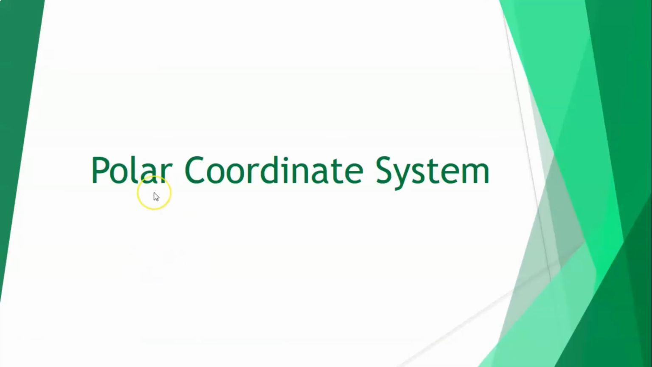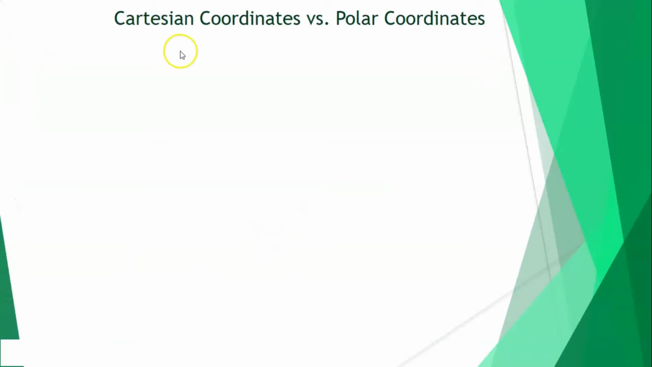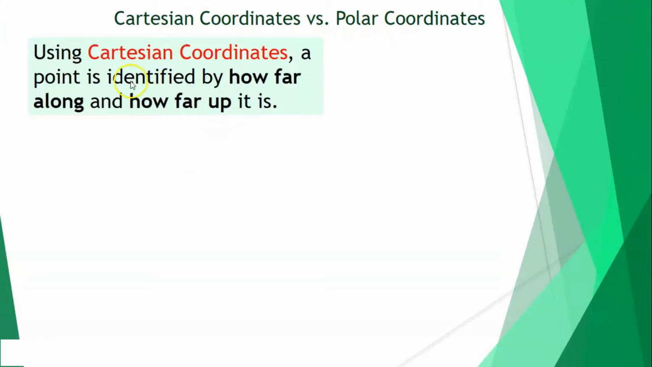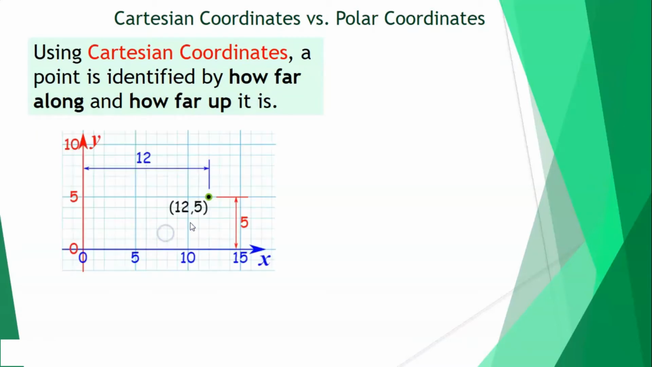Hello everyone, in this video we will learn all about the polar coordinate system. To begin with, let's compare and contrast Cartesian and polar coordinates. Now take note, using Cartesian coordinates, a point is identified by how far along and how far up it is from the point of origin. For example, this point here is located in the first quadrant.